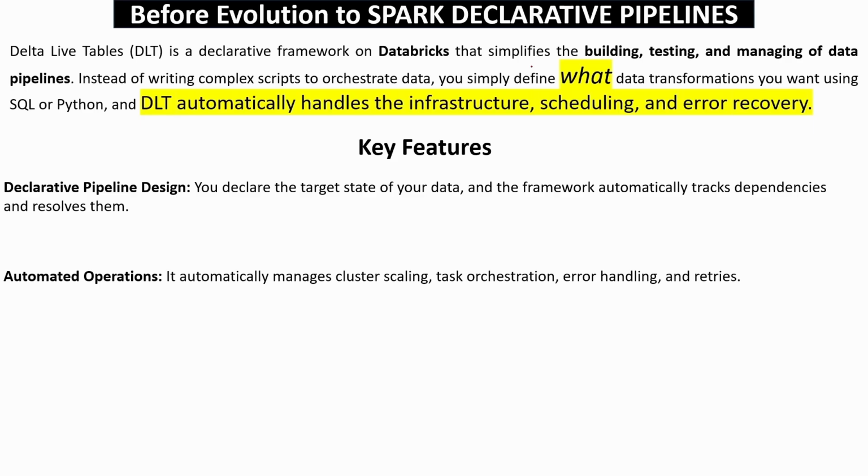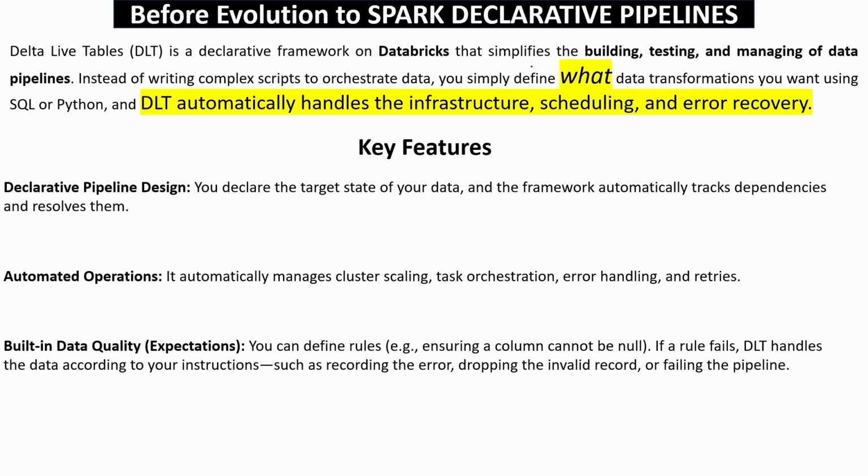So you don't need to care more about the operational perspective as well. The third is data quality, which we had already discussed. If your rule is failing, you can literally ask DLT to handle that. You can say, DLT, if my rule is failing, just give me a warning, or just fail it out, or let's say just drop it, or anything you can do. You now have complete flexibility.